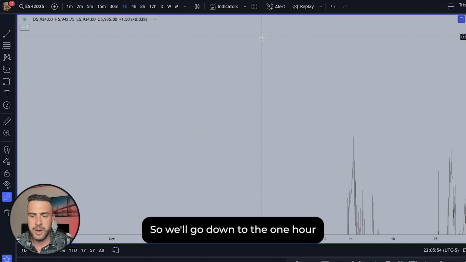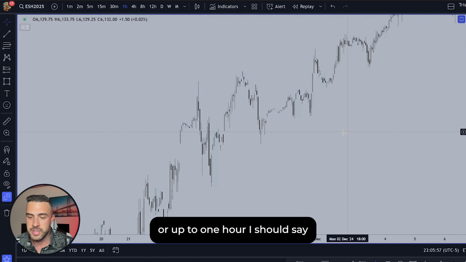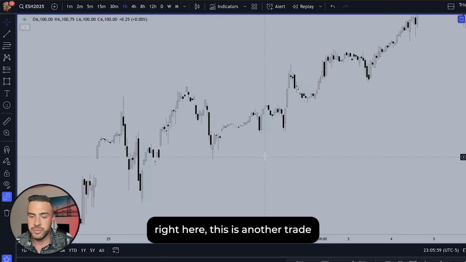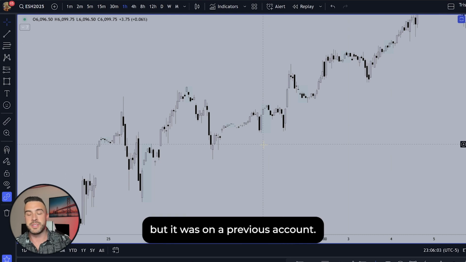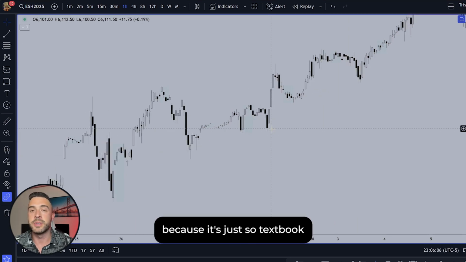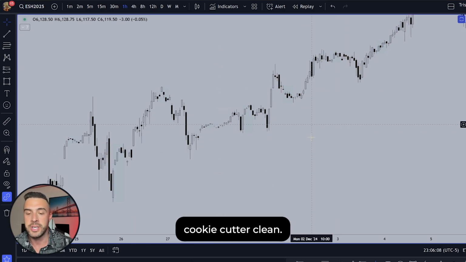So we'll go down to the 1 hour, or up to the 1 hour, I should say. So if we look at this example right here, this is another trade I took. It wasn't on this flip, but it was on a previous account. I just want to show you this example because it's just so textbook, cookie cutter clean.